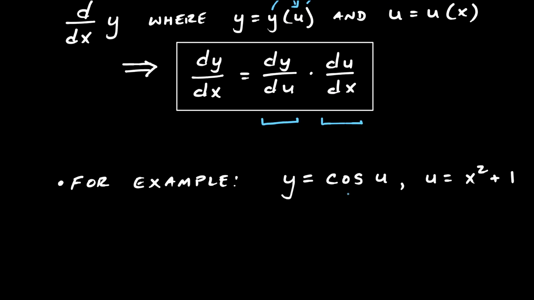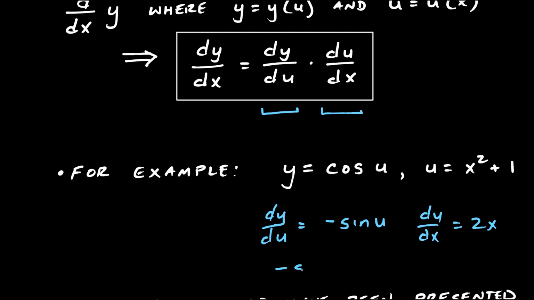So if y is equal to cosine of u and u is equal to x squared plus 1, we know that the derivative of y with respect to u is simply negative sine of u. And for u, the derivative of u with respect to x means we'll just have 2x. Putting that together, we'll have negative sine of u, but remember, u can be substituted back in terms of x as x squared plus 1, times 2x. And that would be dy dx.